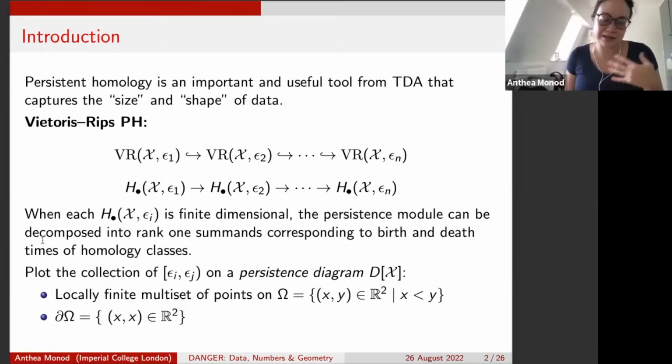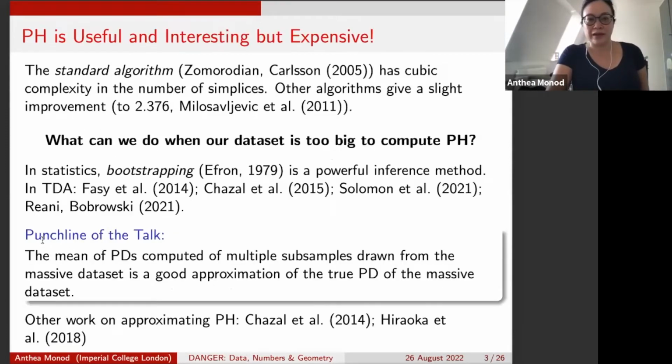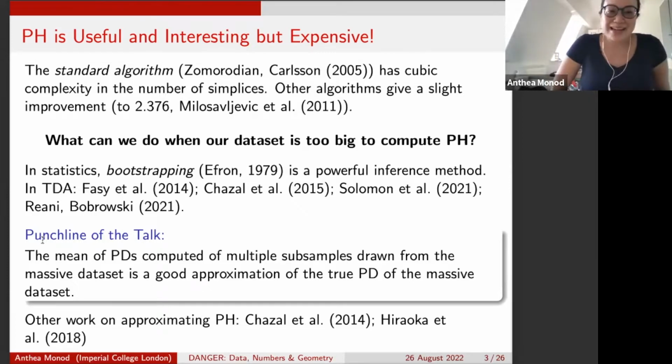Essentially it's a locally finite multi-set of points. And then for technical reasons, we also have to include the diagonal, right? The diagonal is where features are born and die at exactly the same time, and these are counted with infinite multiplicity. Okay. So this is the idea of persistent homology. It's useful and interesting. It's been used in many applications by now in many different fields.